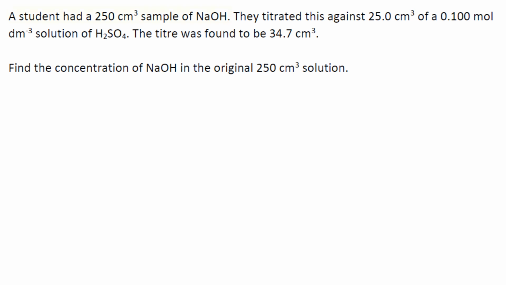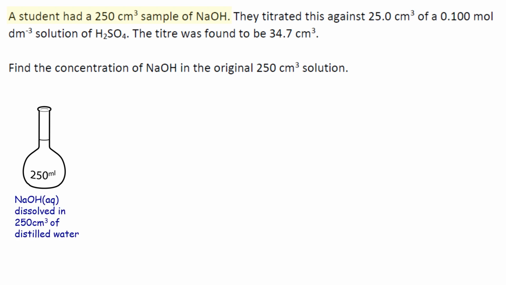So let's start with the first sentence where it said a student had a 250 centimeters cubed sample of sodium hydroxide. So 250 centimeters cubed is a normal sort of standard quantity that we use when we're doing titrations because it allows us to take samples from it and titrate each one. So quite often we might have to do a trial titer and then maybe 2 or 3 titrations before we get concordancy. So this will be our stock solution. Now the solution will be what we're trying to work out the concentration from in this particular case.